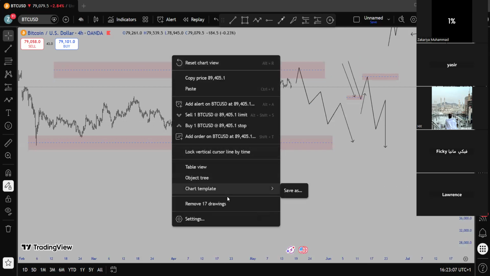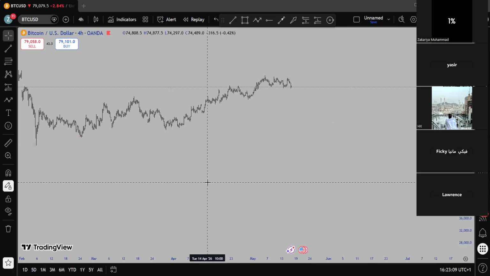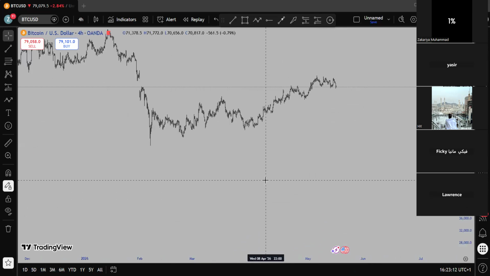In this class, we're going to talk about one of the points of interest we're going to use. We have two different types of points of interest we normally use when it comes to market structure.